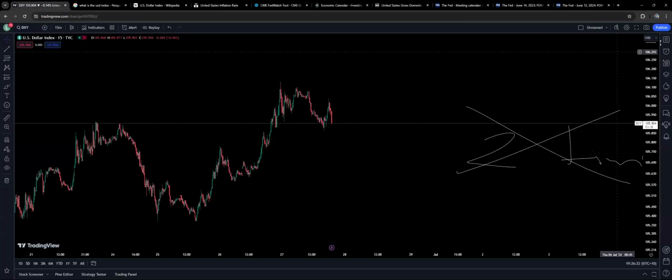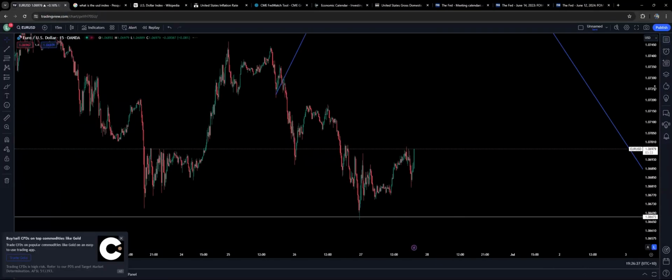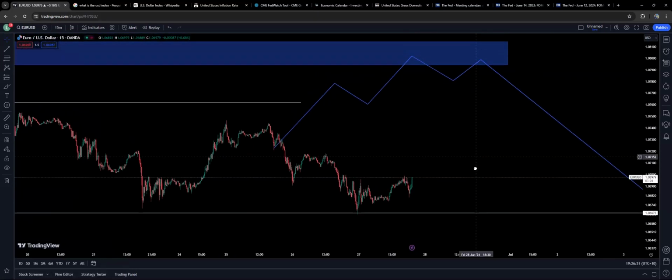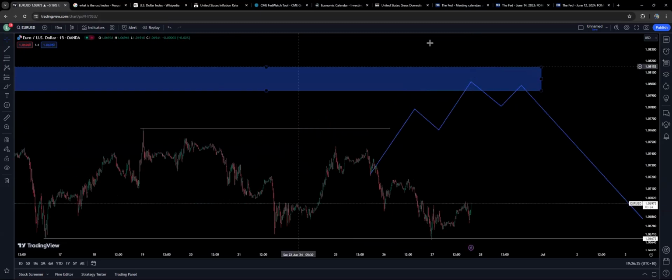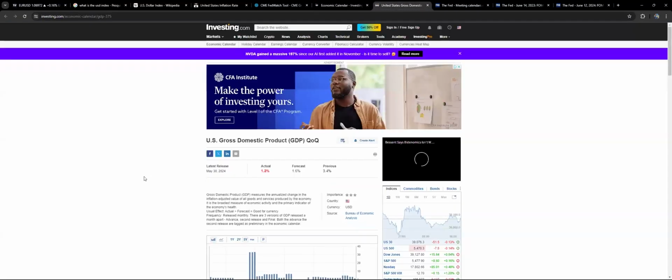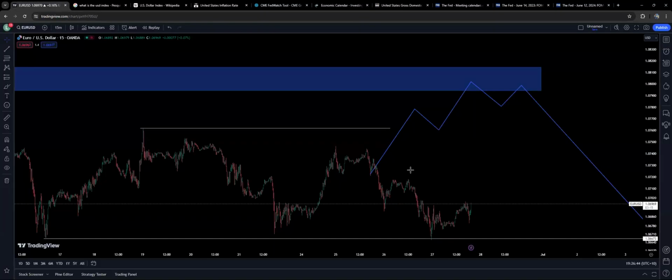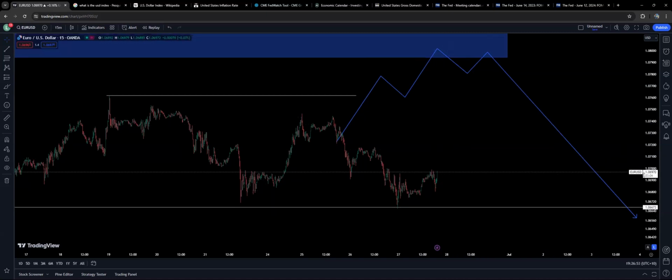Yes, so when we look at euro dollar right now in this scenario, we can probably look at euro dollar a bit higher, because if GDP comes lower, then the actual is lower than the forecast. We may have a weaker dollar, and then the euro can probably push up to these highs or even above these highs. That's very possible. Okay, that's very possible.